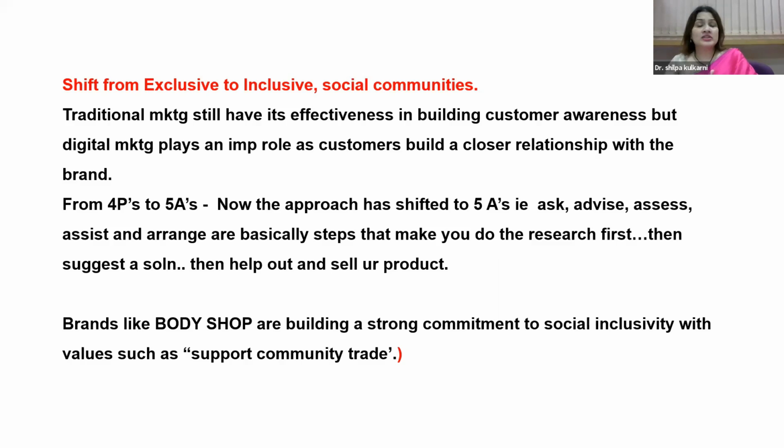Now we will see the shift from 4 P's to 5 A's. Now the approach has been shifted to 5 A's. Which are these 5 A's? Ask, advise, assess, assist, and arrange are basically the steps that make you do the research first, then suggest a solution, and then help out and sell your product.